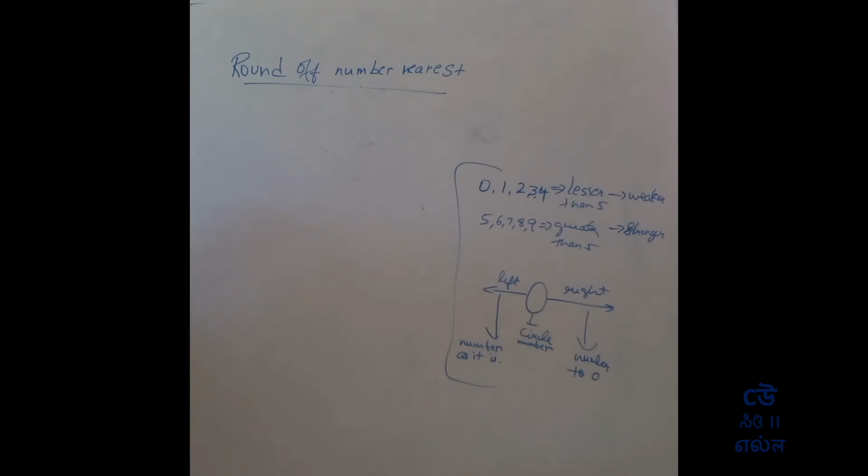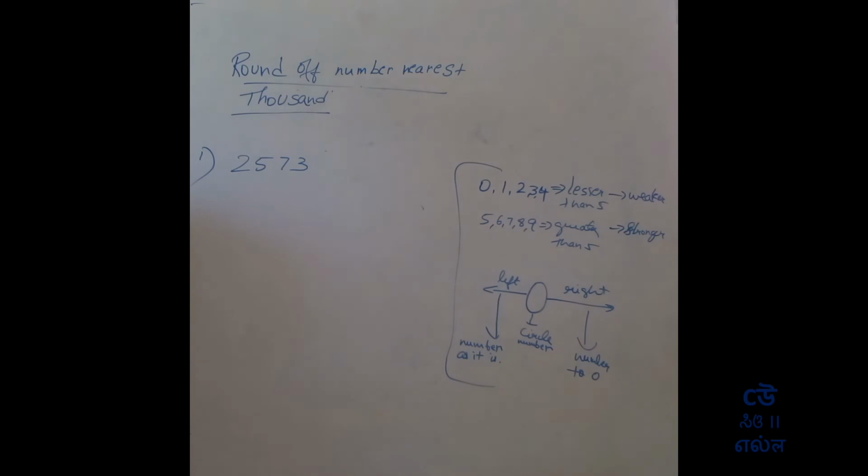Next, let us see how to round off the number to the nearest thousands place. So the first problem, 2573. First, what should we do?